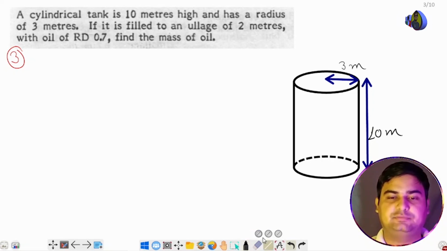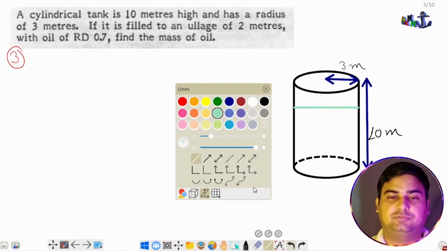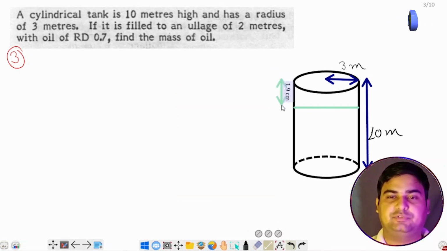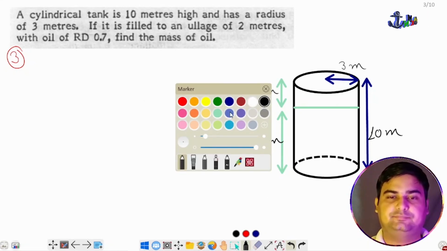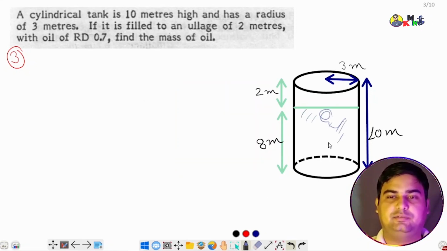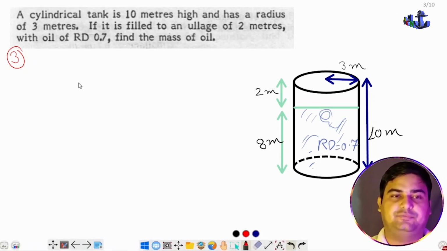It is filled to an allowance of 2 meters. So allowance is how much the tank is empty, measuring from the top. This is the allowance and this is the sounding. How much it is filled, that's the sounding. How much it is empty, that's the allowance. So the allowance is 2 meters, so automatically the sounding will be 8 meters. And this oil has an RD of 0.7. So we need to first draw the diagram, then we will proceed to the question.